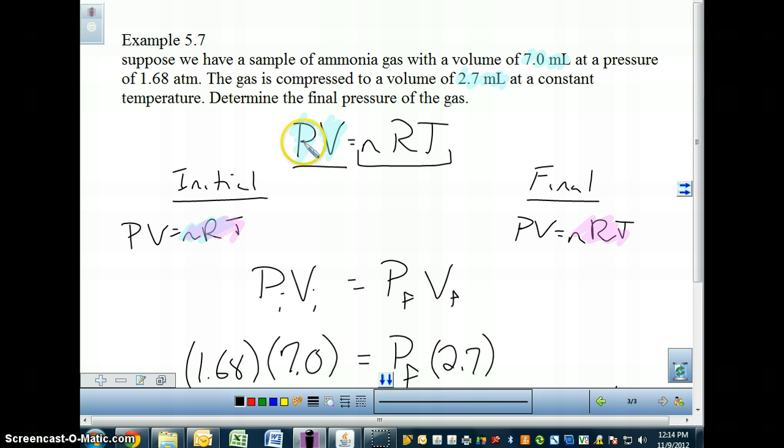For instance, we could have the pressure and the temperature changing, or the volume and the temperature changing. If that were the case, we would need to get the volume and the temperature together, or the pressure and the temperature together, and get all those other variables on the other side of the equation. Again, this is example 5.7 off of page 199.